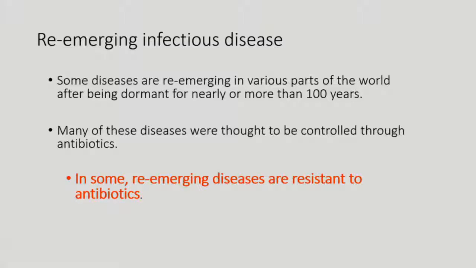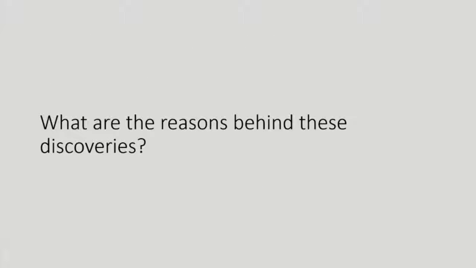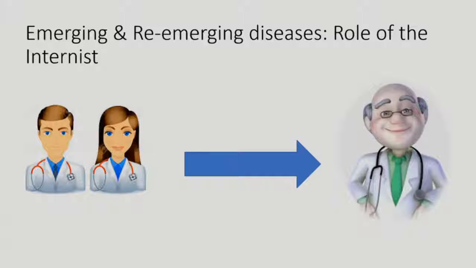What are the re-emerging ones? Some diseases are re-emerging in various parts of the world after being dormant for more than 100 years. Many of these diseases were thought to be controlled through antibiotics. In some, re-emerging diseases are resistant to antibiotics. What are the reasons behind these discoveries then? What is the role of the internists?